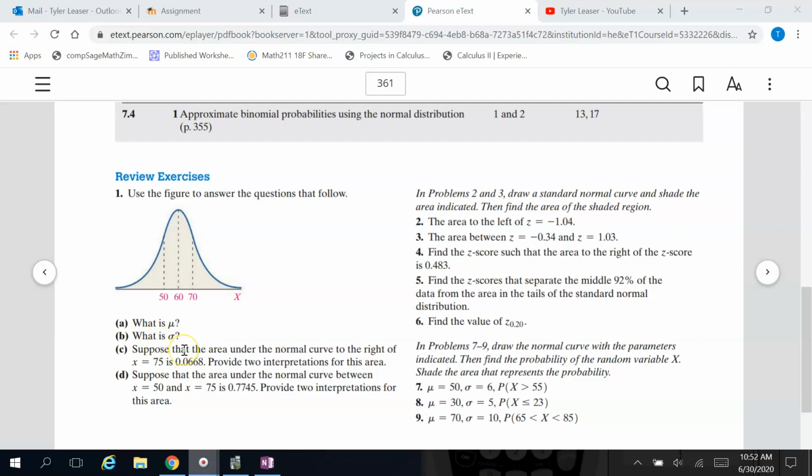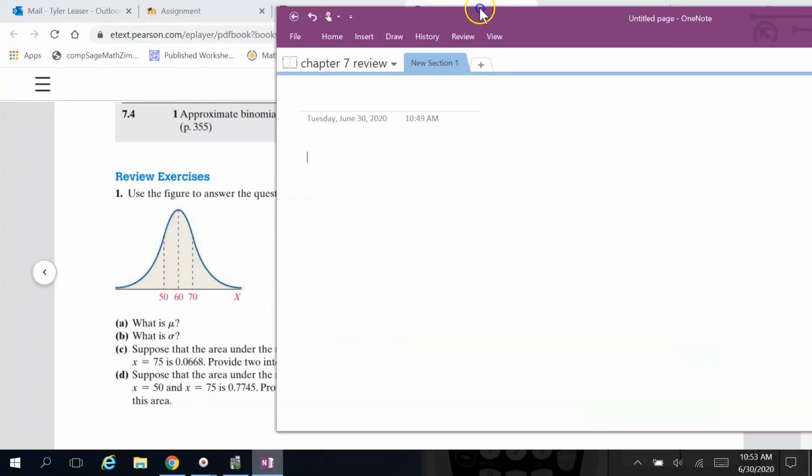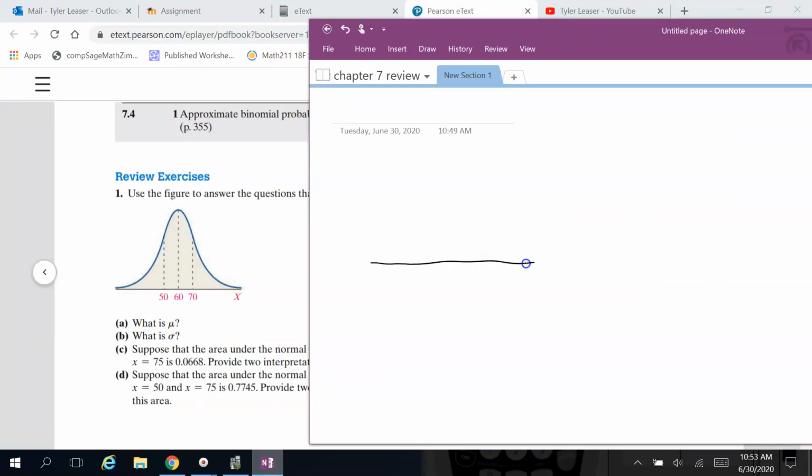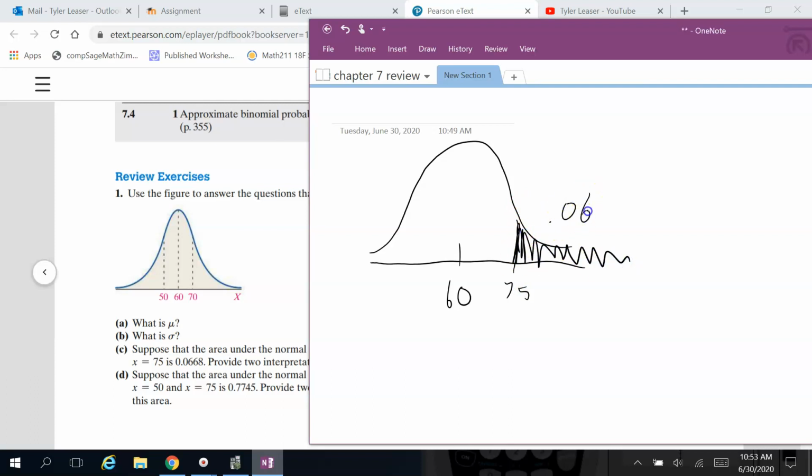C, suppose that the area under the normal curve to the right of 75 is 0.0668. Provide two interpretations for this area. Okay, so I'm going to go over to my OneNote here and just draw a very rough sketch of what we have. If 60 is in the middle, that's the mean, 75 would be out here somewhere. What this question is saying is, let's say that we did find the area to the right of 75, and that came out to be 0.0668. What does this 0.0668 mean, or how can we interpret it?